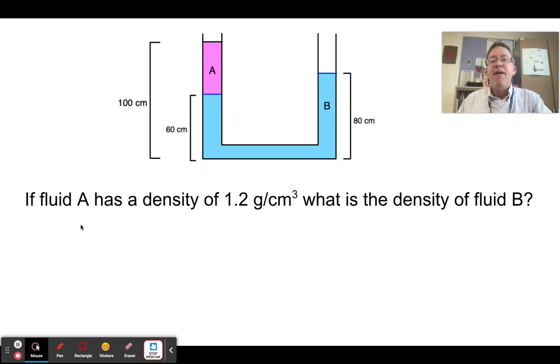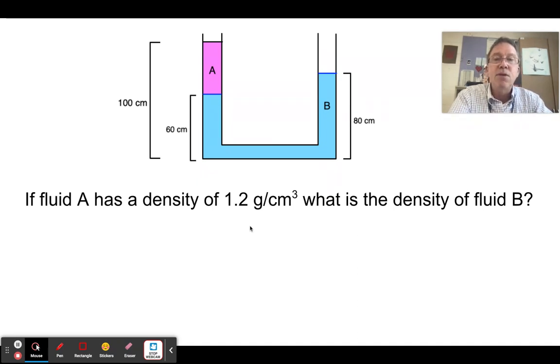Okay. So if fluid A has a density of 1.2 grams per cubic centimeter, what is the density of fluid B? Well, here's what you've got. We know that this is 100 centimeters, this is 60, and this is 80. Just your instinct should tell you that this one here must be heavier or more dense than this one here. That's why it's able to hold it up like that.